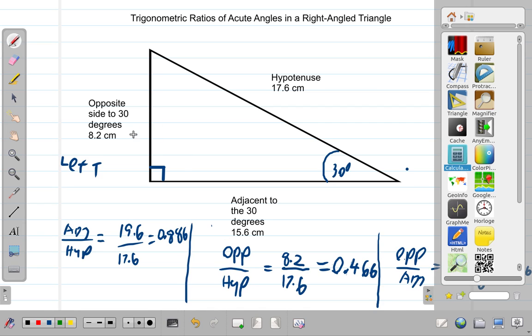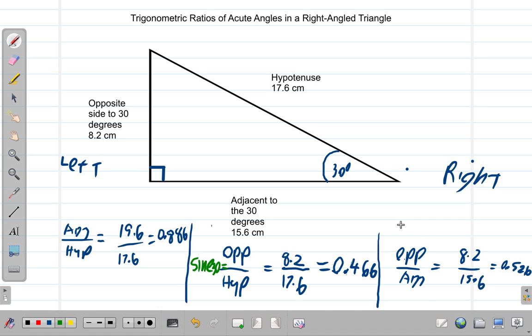Now you have a special name for these ratios. The length of the opposite divided by the length of the hypotenuse is called the sine. And since we are comparing opposite to the 30, it would be sine of 30. Remember, it's the 30 degrees we're talking about. So when we say opposite, we're talking about the opposite side to 30. Opposite divided by the hypotenuse.